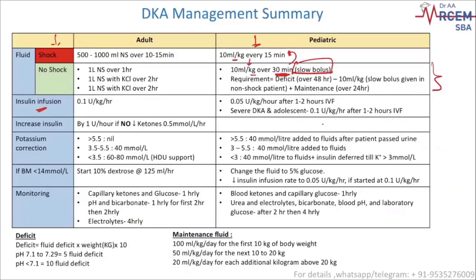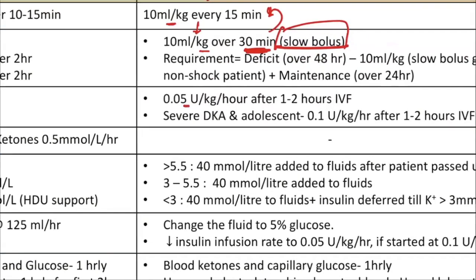What about the insulin infusion? Insulin infusion is started at 0.05 units per kg per hour, after 1 to 2 hours of IV fluids. That means you are not immediately starting the insulin infusion. You're waiting at least for an hour's time. After you have given at least 1 hour of IV fluids, only then you start the insulin infusion at half the rate of the adult.